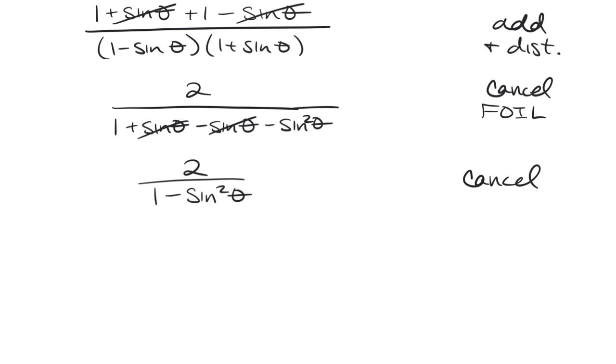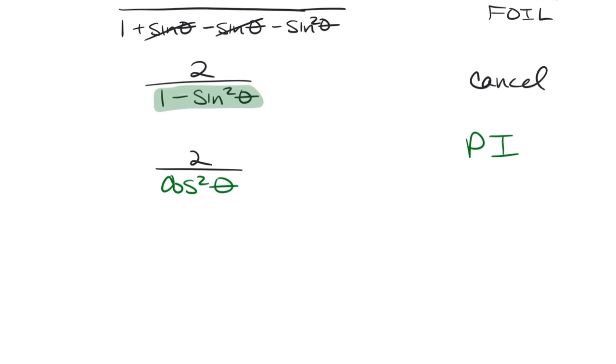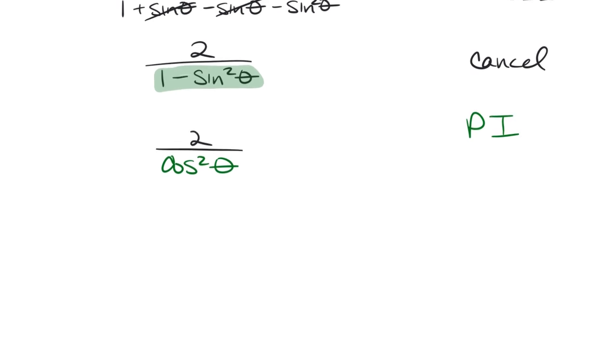Whose spidey senses are going off? Maybe particularly about this. What is 1 minus sine squared of theta? Cosine squared of theta. And then since the problem told me that I want to not have any fractions, I got to get rid of that cosine squared of theta that's in the denominator. How do I get rid of it?